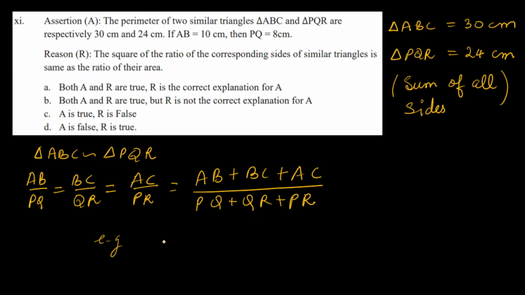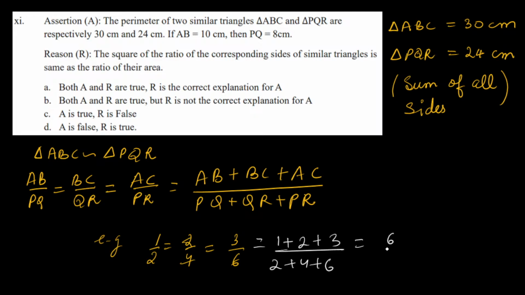I will explain with an example. We know 1 by 2 is equal to 2 by 4, which is equal to 3 by 6. All three ratios are equal, because if you cancel, you get 1 by 2 only. If all the ratios are equal and you add, 1 plus 2 plus 3 and 2 plus 4 plus 6, you get 6 by 12. So the ratio of the sums is also equal to the ratio of these fractions. This result of ratios you have to remember.